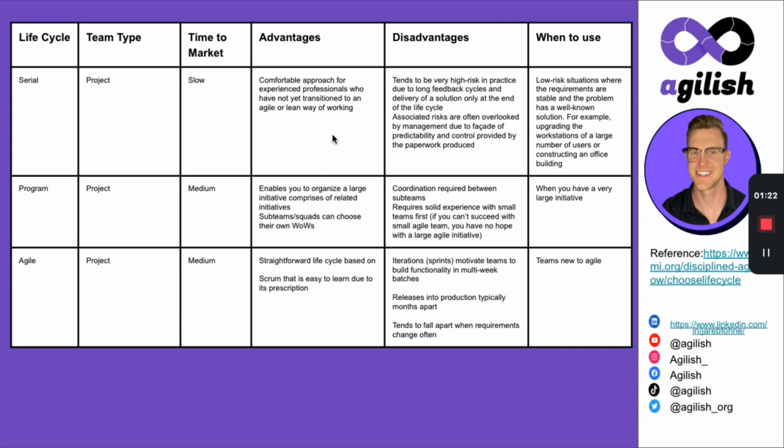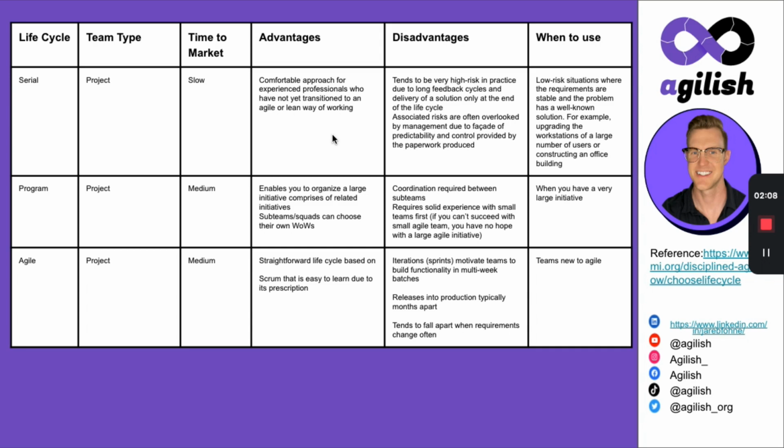So disadvantages, this is where I think all the data comes in, and a lot of people already have videos on this, but high risk, long feedback, you have to do a lot of rework, and it really hurts schedules. So unless you've done it before, or maybe you're comfortable with it, there are still a lot of disadvantages that you can see. So again, when to use: low risk situations, when requirements are stable, maybe upgrading, and you have an example here of upgrading workstations for a large number of users, or constructing a business office. You might have done that plenty of times. Waterfall works perfectly.